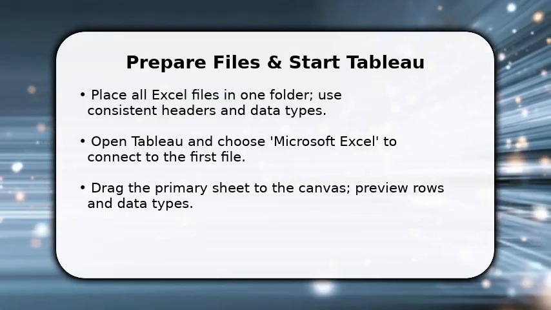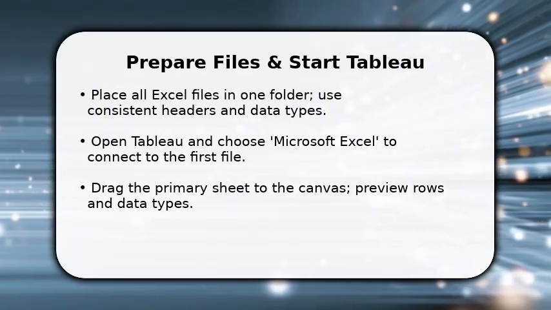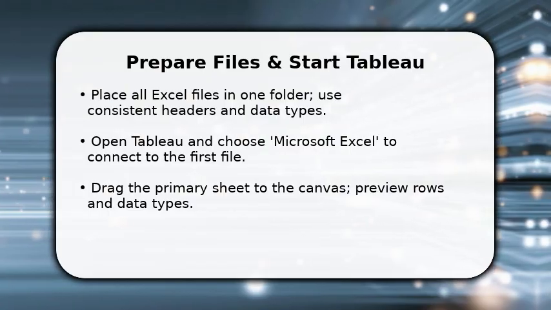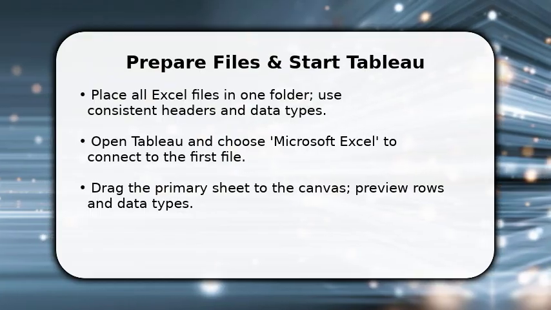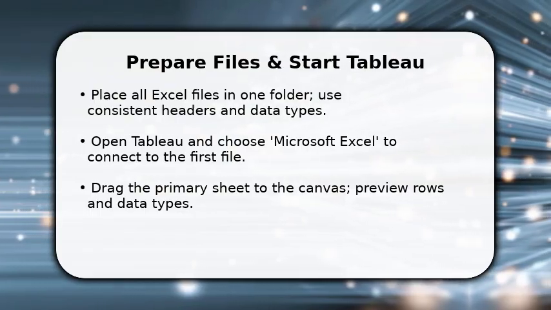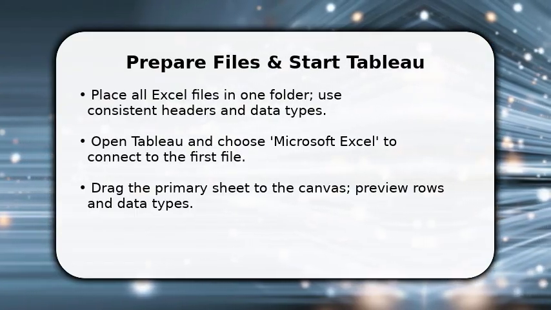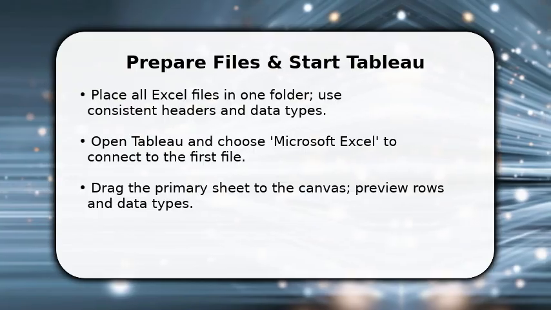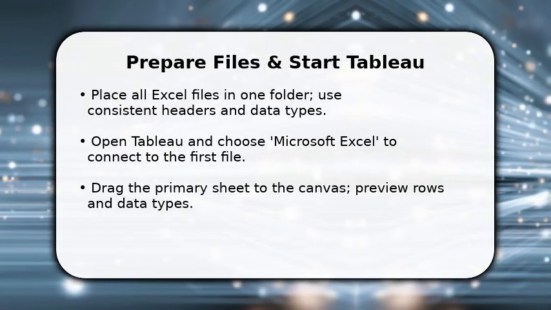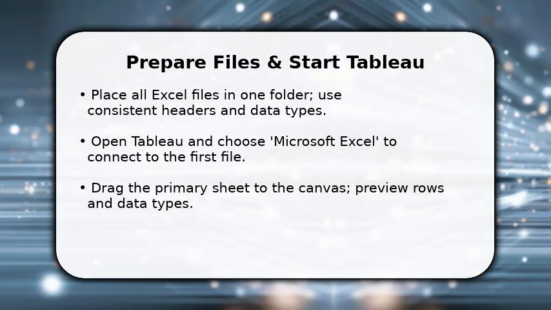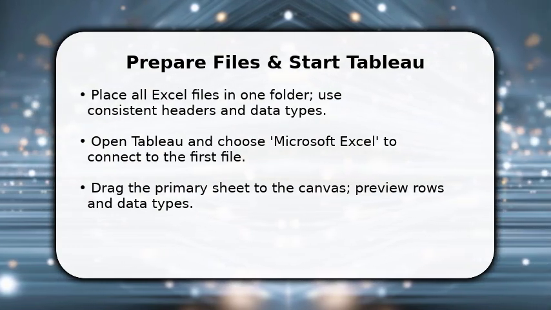You begin by organizing your Excel files and opening Tableau. Connect to the first workbook with Microsoft Excel, then drag the primary sheet onto the data canvas. Make sure column names and types are consistent across files so joins or unions behave predictably. Once the first sheet is visible, check a few rows and correct any mismatched data types. This initial check prevents downstream headaches and speeds the combine process by ensuring Tableau recognizes keys and fields correctly.